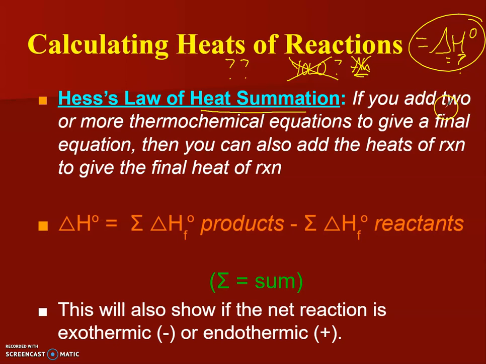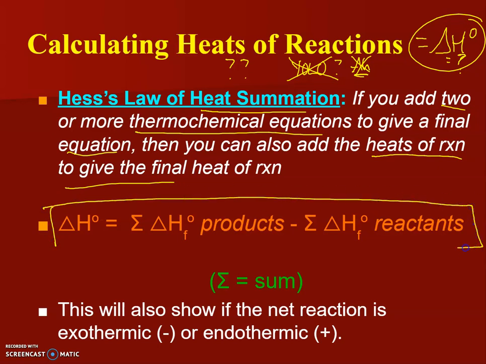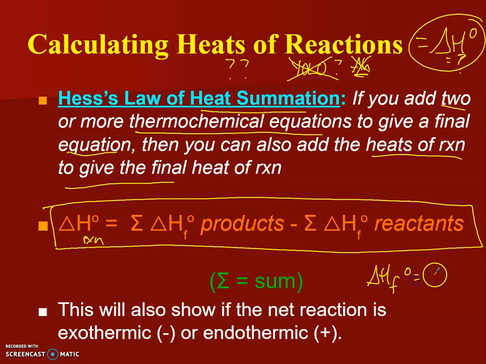So if you add two or more thermochemical equations to get a final reaction, you can also do that by adding their heats of reaction to get the final heat of the full reaction. So please star, highlight, asterisk these in your notes. The enthalpy of the reaction will be equal to the sum of the delta H of formation of the products and the delta H of formation of the reactants. The delta H of formation is a constant, and it is a known value that would be in some sort of appendix or table for each and every substance.